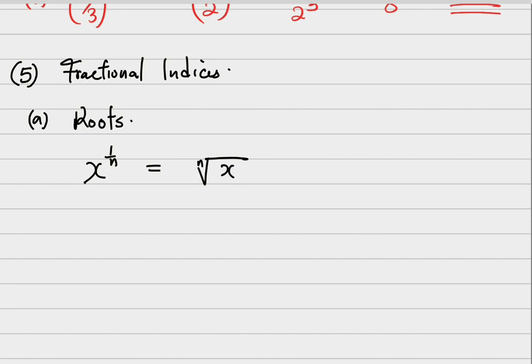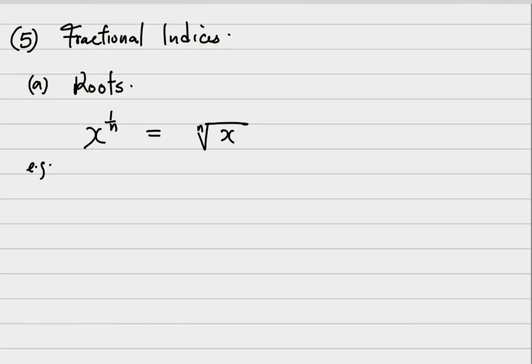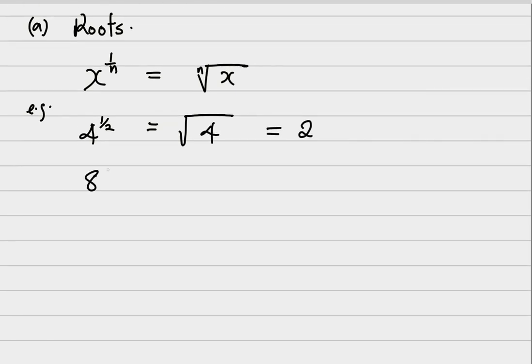Very simple and short. Now, example: if I have 4 raised to power 1 over 2, then this is going to be the square root. There's no need for me to write 2 here, because we know the standard sign for square root. So x in this case is 4, and the answer is 2. Now, if I have 8 raised to power 1 over 3, do you know what that means? It means it is the cube root of 8, and the cube root of 8 is 2.